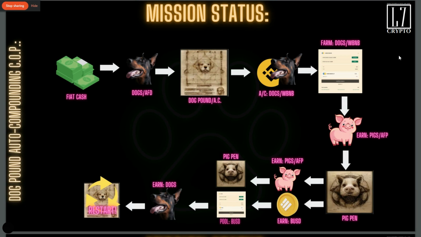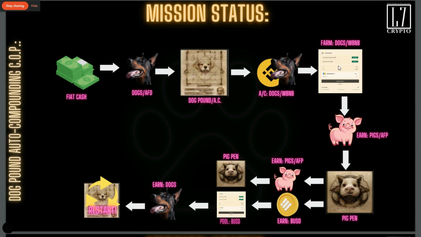Let's start. We start up here in the top corner with the fiat cash. This is your cash wherever you got it sitting. You bring it into your MetaMask wallet. You purchase some dog tokens. You take those dog tokens that you purchased and put them into the Dog Pound auto compounding, which is going to take your BNB rewards, split it in half, and pair them up with the dog's token.